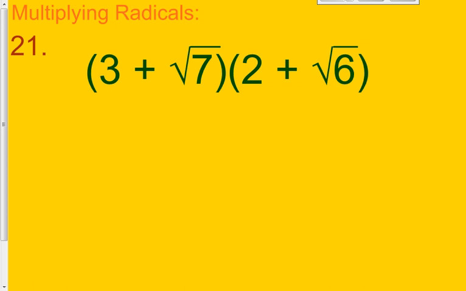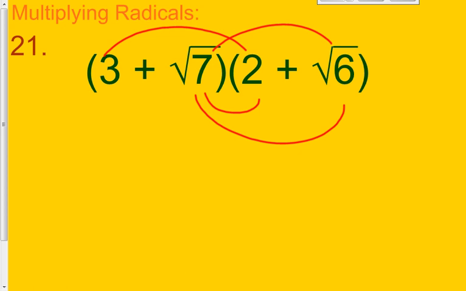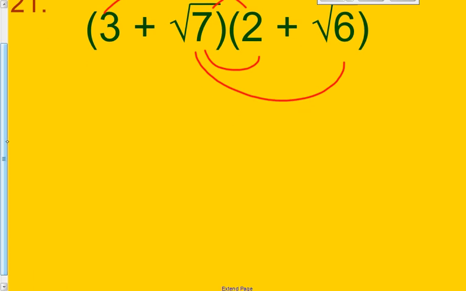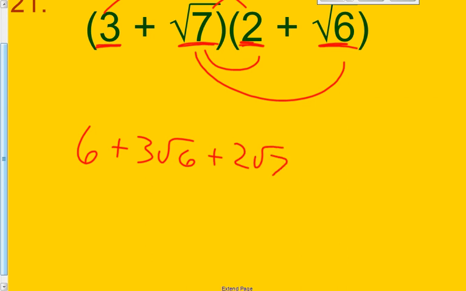21. This one you have a binomial times a binomial. And this is that 4-letter F word, F-O-I-L, FOIL. First, outside, inside, last. So that's how you're going to be doing 21. The first times the first, 3 times 2 is 6. The outside, 3 times square root 6 is 3 square root 6. The inside, 2 times square root 7 is 2 square root 7. And the last, square root 7 times square root 6 is square root 42.